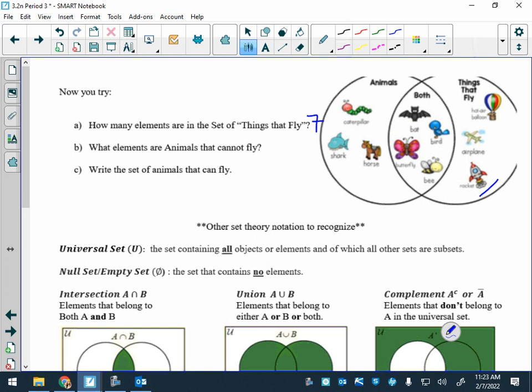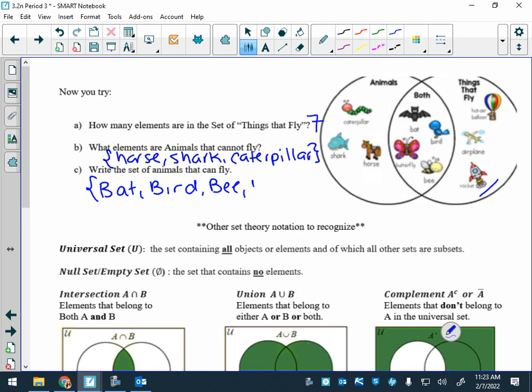All right. What elements are animals that cannot fly? Sam? Good. Sure. Good. Write the set of animals that can fly. Rory? Good. Bat, bird, bee, and butterfly. So that's the way I'm saying for both.